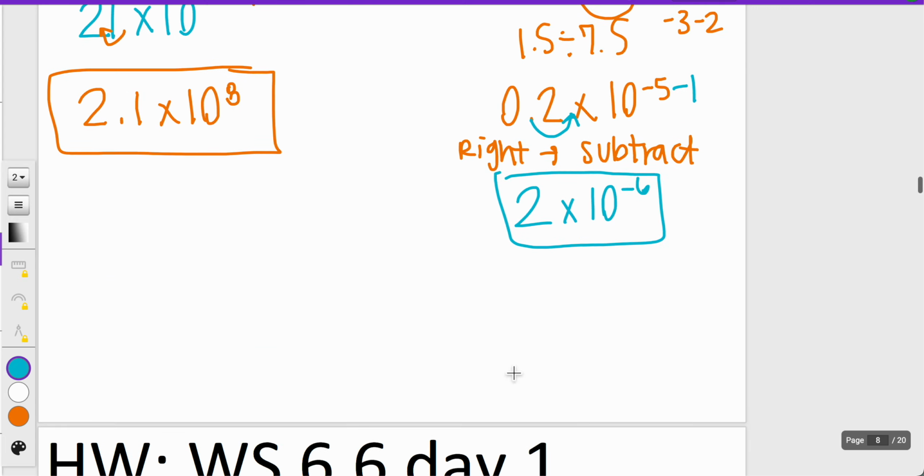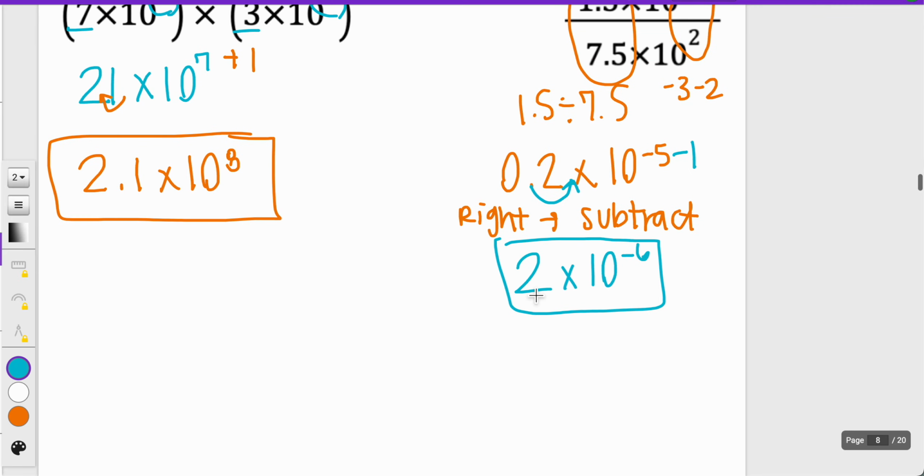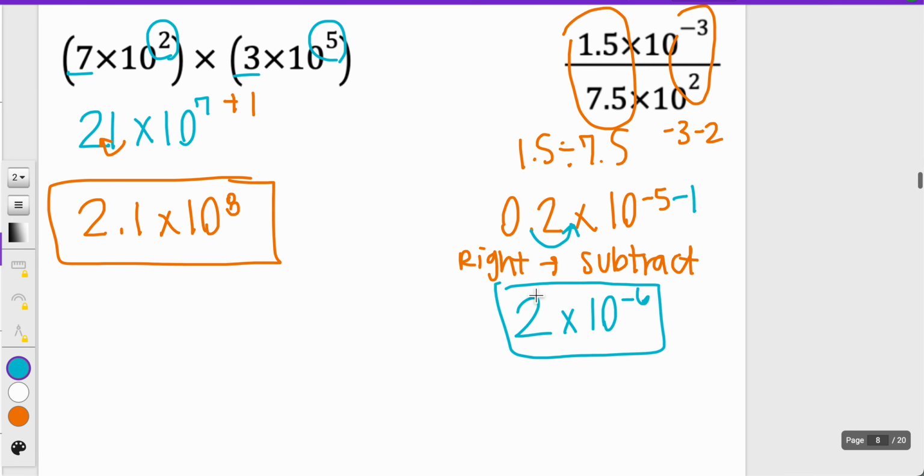Okay? That'll conclude our lesson today on operations with scientific notation. Come back tomorrow when we talk a little bit more about operations with scientific notation in the word problem format.